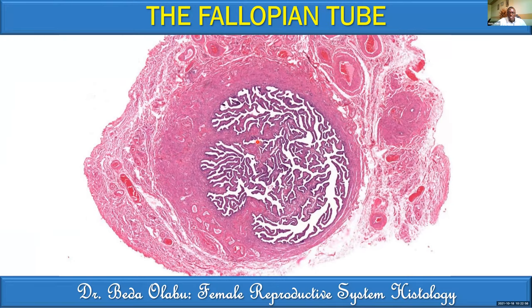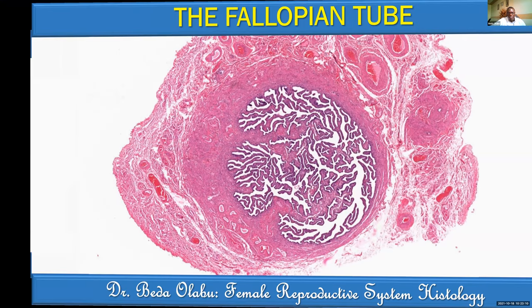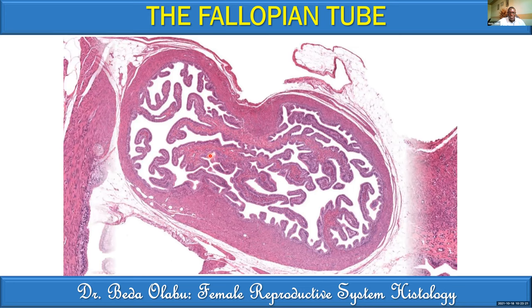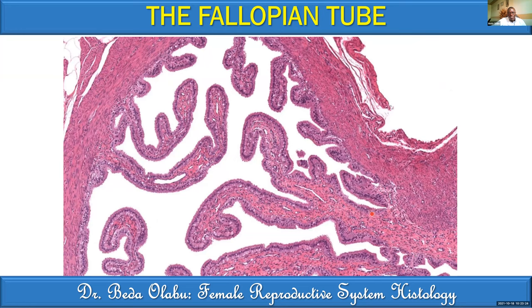Histologically, this is how the fallopian tube looks. Depending on the region that has been sectioned, you may see different patterns, but overall, you have a tube that has extensive mucosal folds. Even this one shows a tube with extensive mucosal folds. The inner lining is highly folded. These are the mucosal folds, as we can see, very extensive. And we can see many levels of folds. You can see a primary fold, a secondary fold, and a tertiary fold.